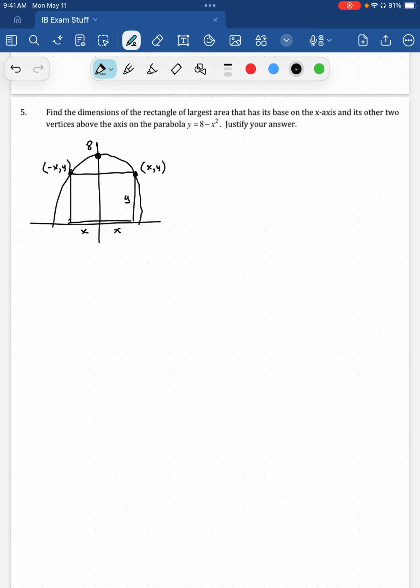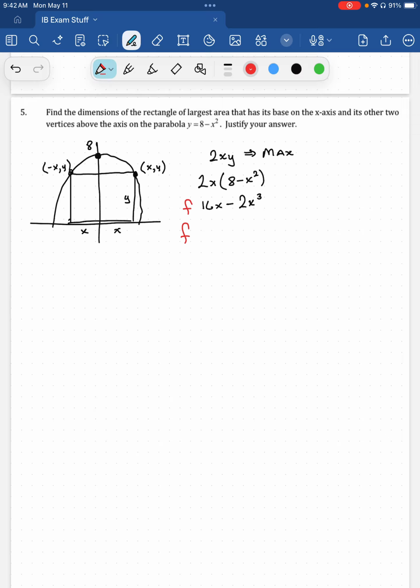So now, what I want is to maximize, because we want the largest, the area. So the area of this rectangle is 2x times y, and that's what we want to maximize. So to maximize that, we got to take the derivative, but before we do, we got to get it down to one variable and simplify. Well, what I know is y is 8 minus x squared, so this is going to be 2x times 8 minus x squared, and that's what we're going to attempt to optimize, which is 16x minus 2x cubed. That is going to be my function.